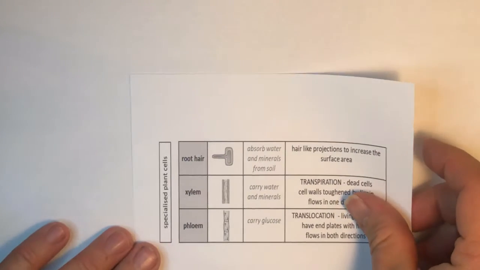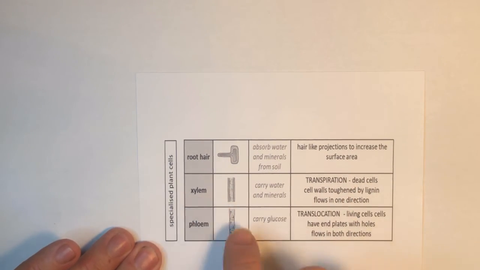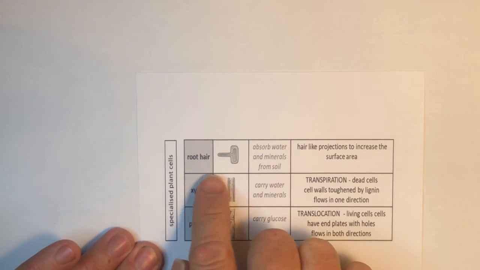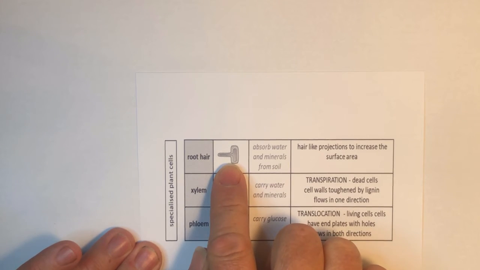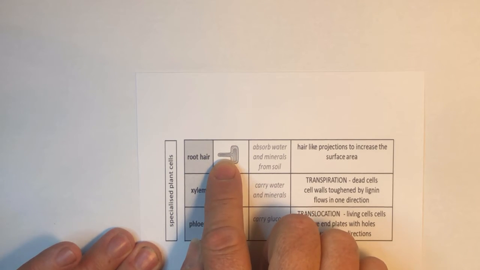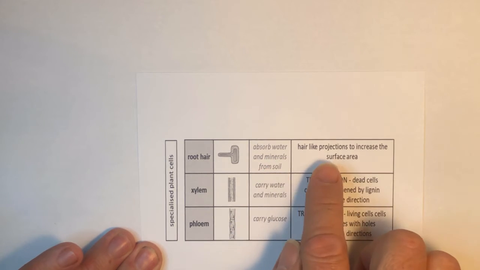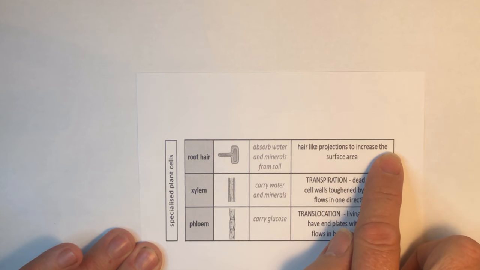Plant cells, what we've got here is 3. We've got root hair, we've got xylem, and we've got phloem. The root hair, you can tell how it's specialised. It's a typical plant cell, but it's got a bit sticking out of the side. Its role is to absorb water and minerals from the soil, and it's got hair-like projections to increase the surface area.